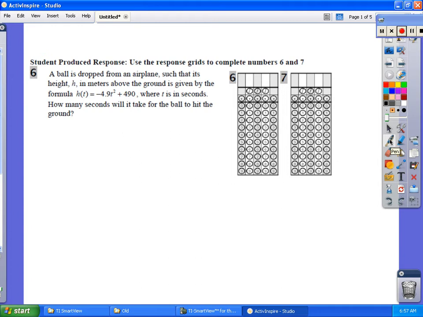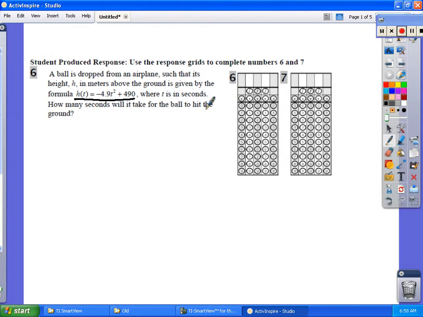A ball is dropped from an airplane. I'm just going to read the important points. Here's the formula, and the first thing I need to do is just realize what's part of the formula. h of t is going to be the height, and t right there is the number of seconds that it's going to take for the ball to hit the ground.